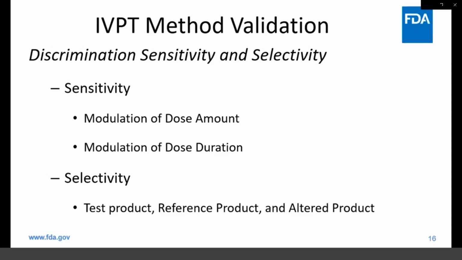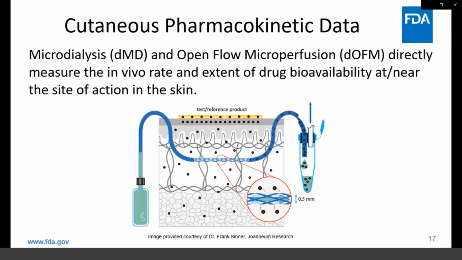Once you have, and this is not only true for an IVPT study, if you elect to use other types of local bioavailability data, such as in this example, we have looked at microdialysis and open flow microperfusion data to measure the rate and extent of bioavailability in vivo in the dermis. You may also elect to use other types of studies or techniques which allow you to assess local bioavailability of the API from the drug product.